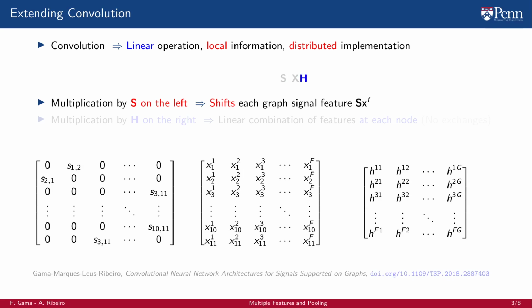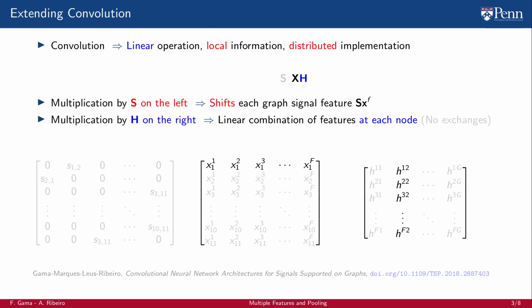Now let's add matrix H. This is a matrix that replaces the scalar filter taps that we used to use in graph convolutions. When we multiply X by H on the right, we see that we are doing a linear combination of features at each node.